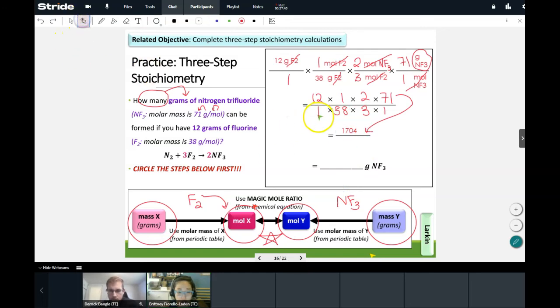And what about the bottom? 38 times 3. You can include the ones if you want, but ones won't change it. So you can do 1 times 38 times 3 times 1, or just 38 times 3. What do we get on the bottom? Perfect. Yep, 114. We're not done yet, though. We have this fraction, but remember, fractions are just division in disguise. So let's do the top number first, divided by the bottom number. What is my final answer?